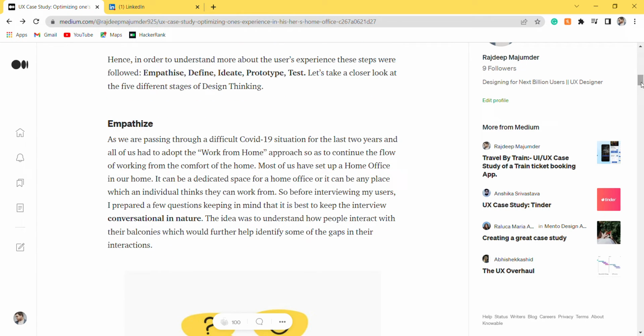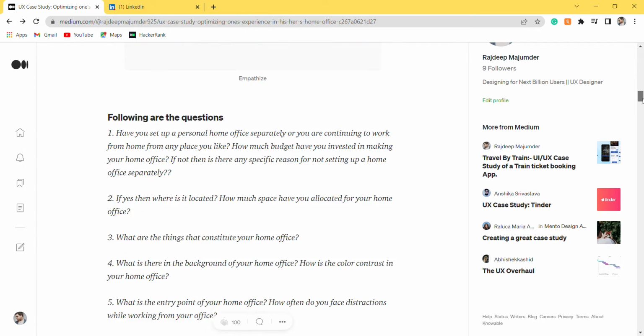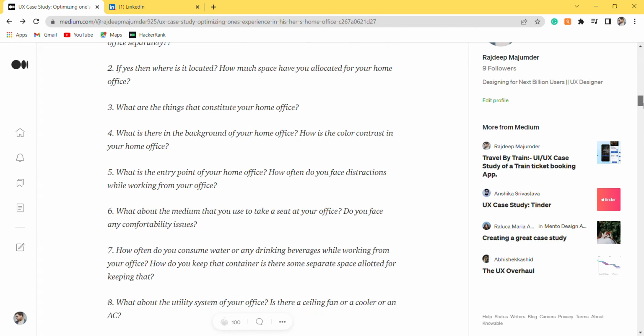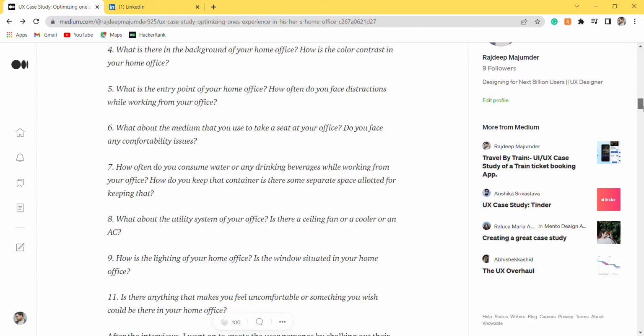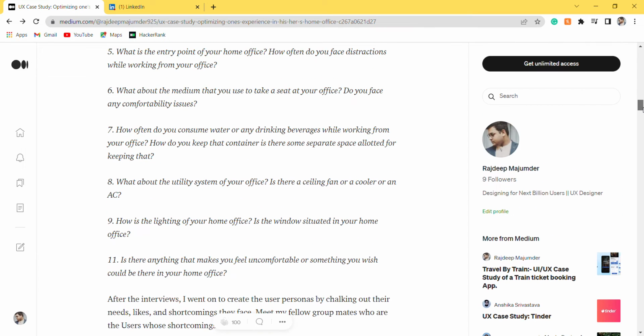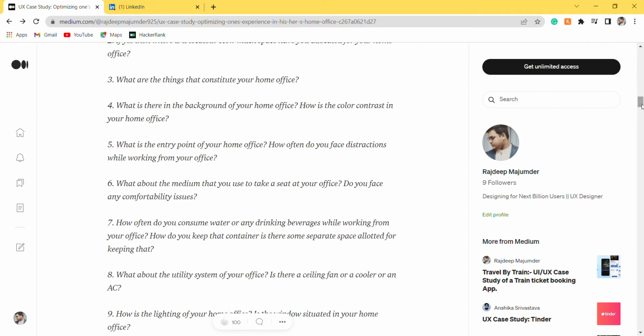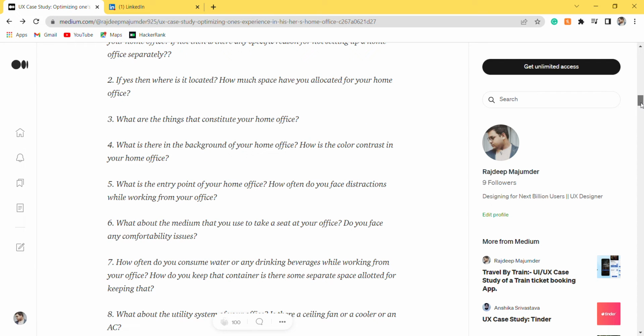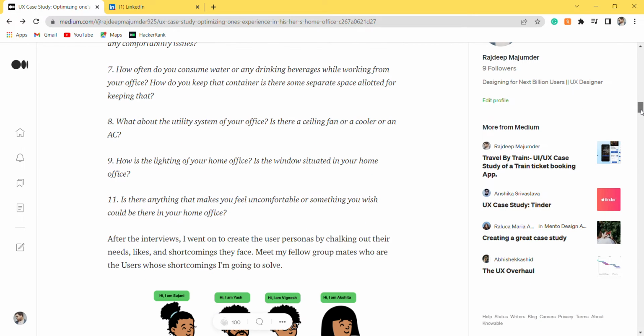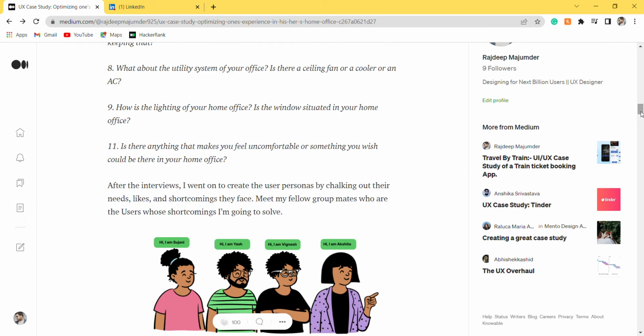So in the empathize phase, I tend to interview 4 users from my group with a set of 10 to 11 questions. Some of the questions are like where is your home office situated, what are the things that you keep in your home office, how often do you face any distractions, how is the utility system like ceiling fan or cooler that is attached to your home office, and how comfortable do you feel working at your home office.